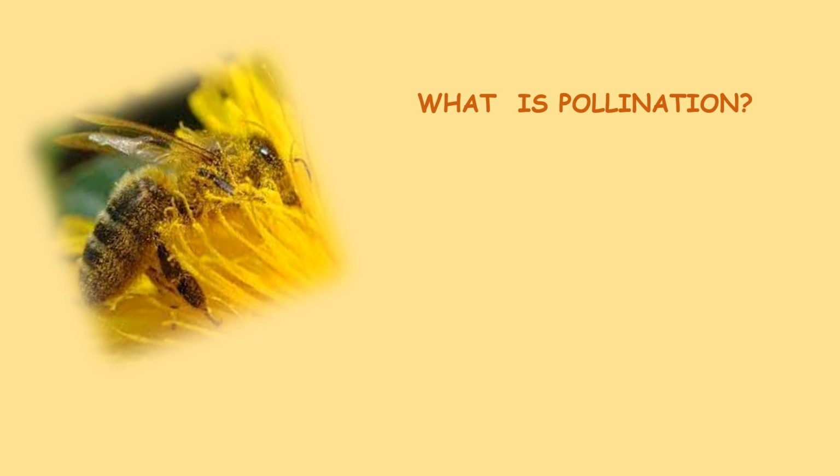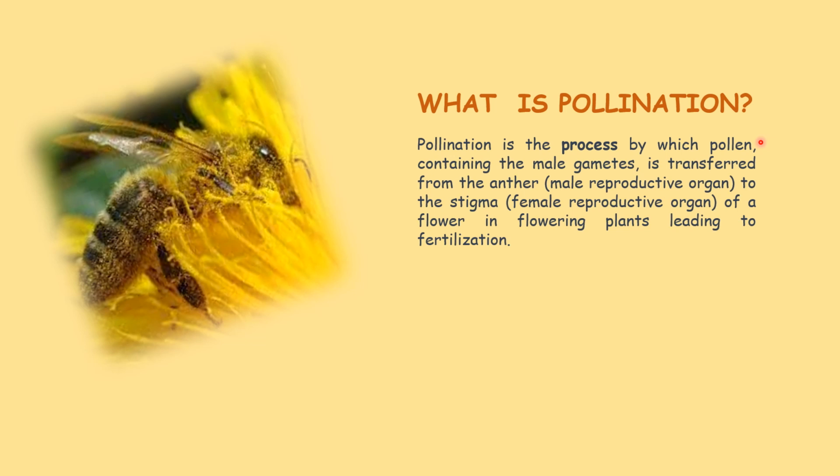Today we are going to look at a very crucial process called pollination. So, pollination is a process where the male gamete, which is present inside the pollen, is transferred from the anther to the stigma, which is a part in the female reproductive organ in case of flowering plants, and this leads to fertilization.